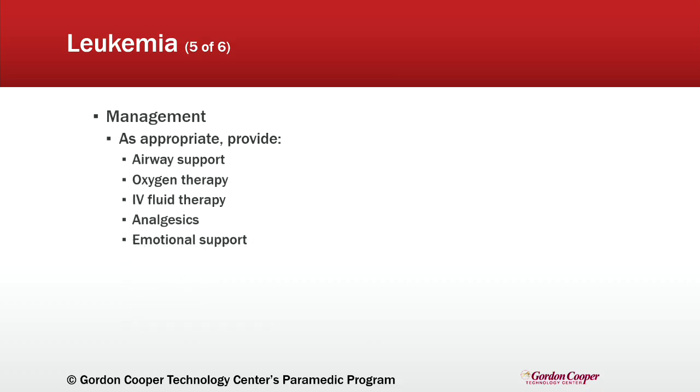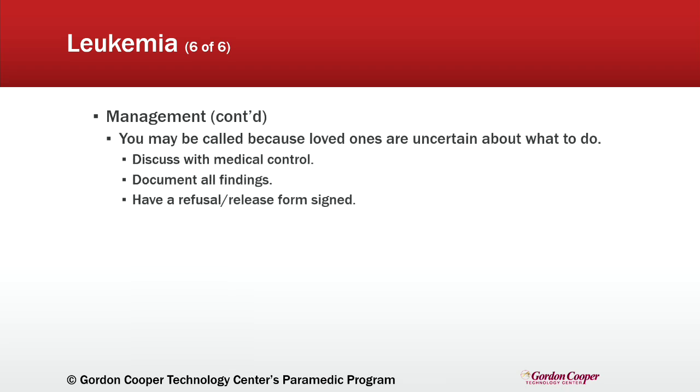When caring for these patients, you should provide airway support and oxygen therapy as appropriate. Provide IV fluid therapy and analgesics for pain as indicated and allowed by your protocols. And of course, offer emotional support to the patient as well as their family. You may actually be called to the scene because the patient's condition has deteriorated significantly and the loved ones just have no idea what to do next.